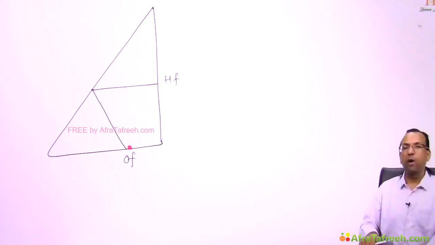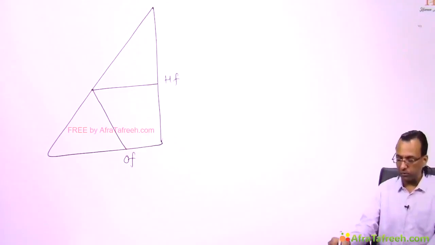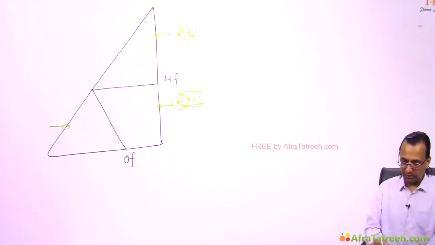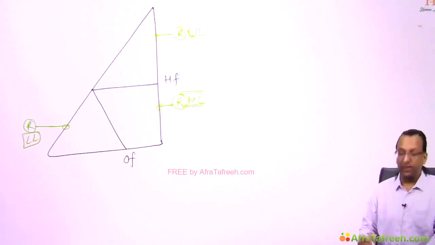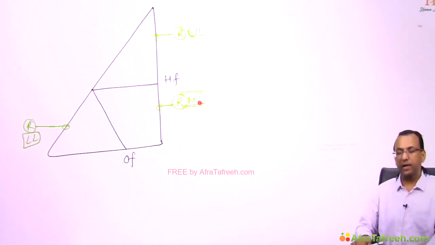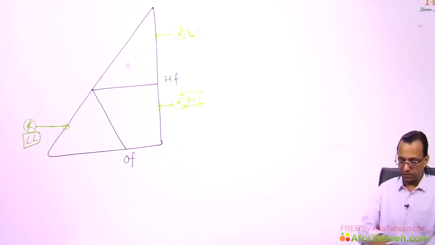What is bounded by the two? Bounded by the two is the right middle lobe. If this is the right middle lobe, then this must be the right upper lobe, and this is the right lower lobe. So as you see, this is the horizontal fissure, this is the oblique fissure, bounded by the two is the right middle lobe, and then this is the right upper lobe, and this is the right lower lobe.